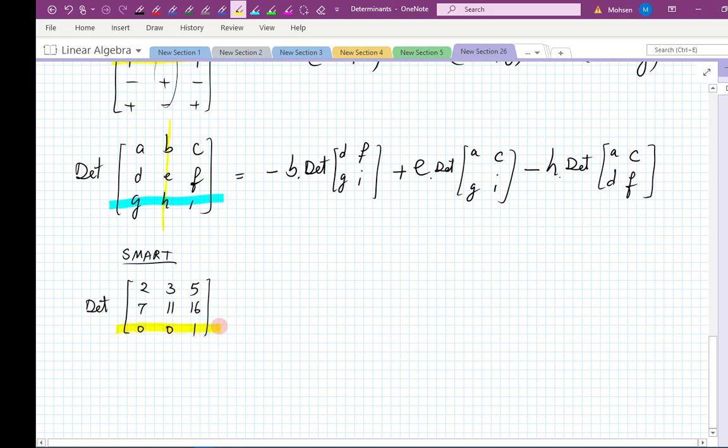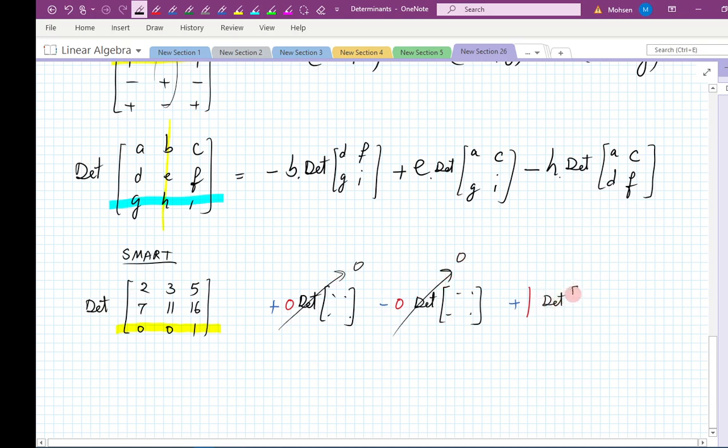Why? Because when you want to write the expansion, you're supposed to write the first entry, the second entry, and the third entry, and then attach the signs to it. So you will attach, for example, plus, minus, plus. Then you're supposed to write the determinant of whatever is left. But don't even bother with these things. Not writing, not calculating, because you are multiplying by 0 anyway. So this is going to be 0, this is going to be 0, and I have to only worry about the last one, when this row and this column are taken out.